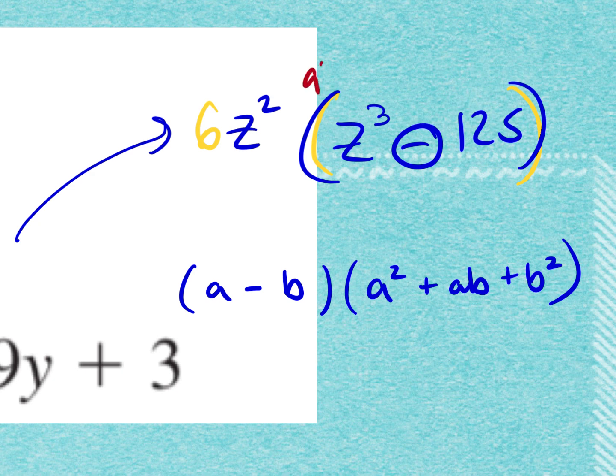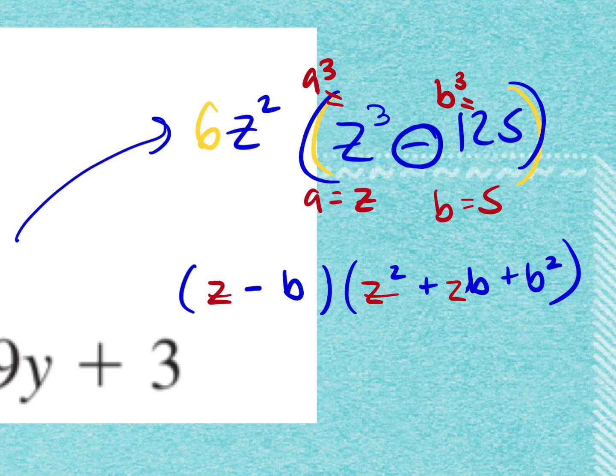So if a to the third power is z to the third power, what is just a? Z. If b to the third power is 125, what is just b? 5. Perfect. So I'm going to plug in z into all of the a spots and 5 into all of the b spots. So I have z, z, and z, and then 5, 5, and 5. Let's simplify this a little bit.